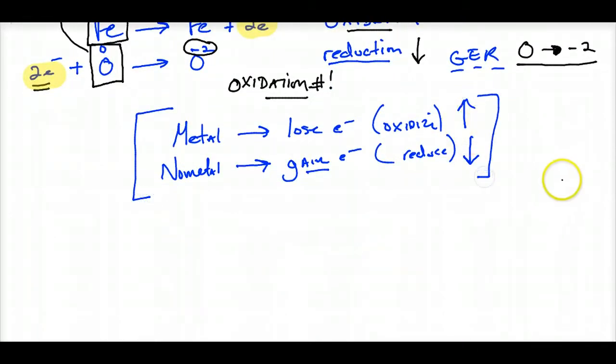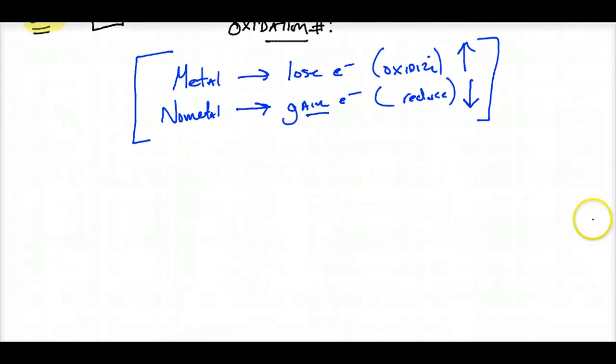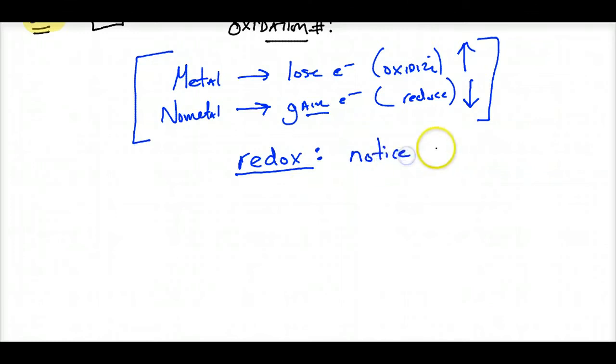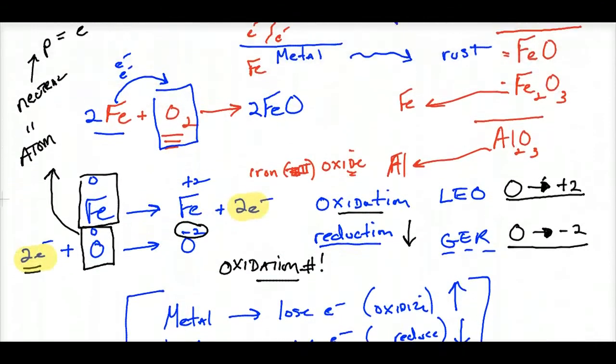Now, before we go further, now that we have some basics in understanding what's reduction and oxidation, we have to put this to practice and identify redox reactions. So how do we identify a redox reaction, a reaction where electrons are being passed around? Well, there are many ways to do this, but the first way is to notice that the oxidation numbers are changing. If the oxidation numbers are changing, that means electrons are being passed around.